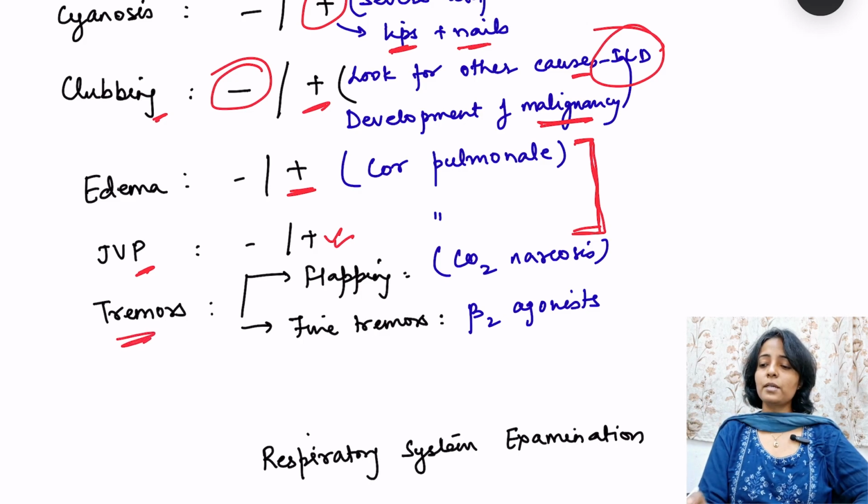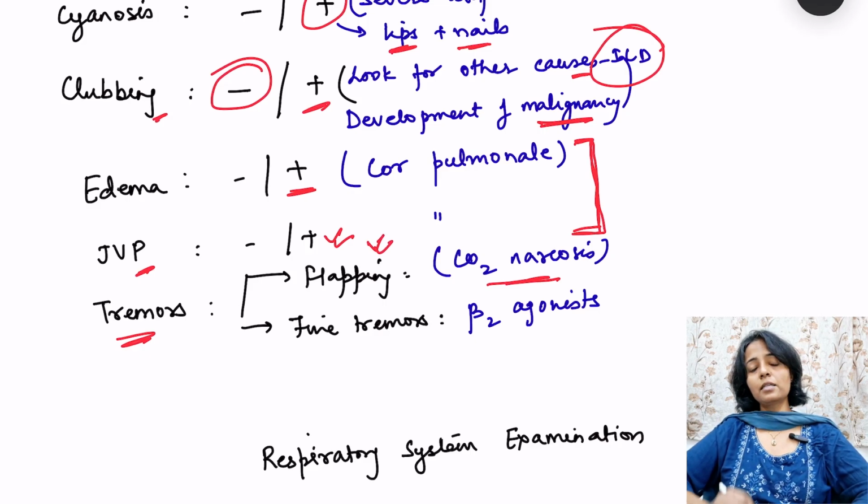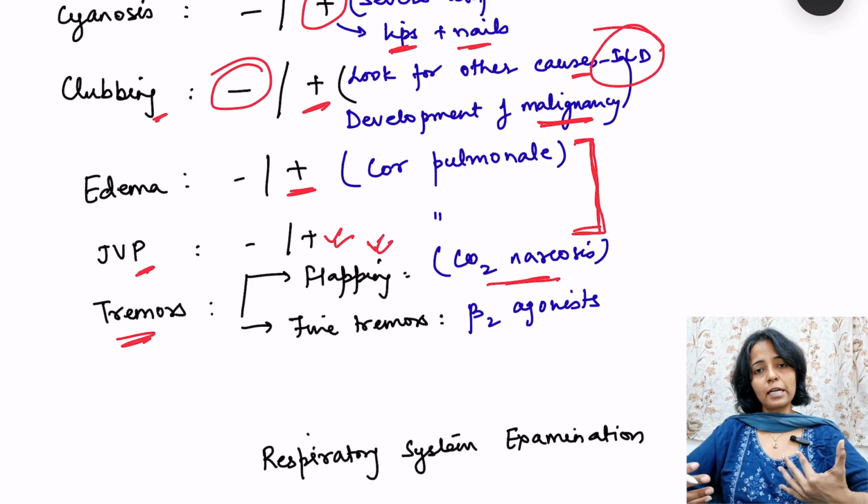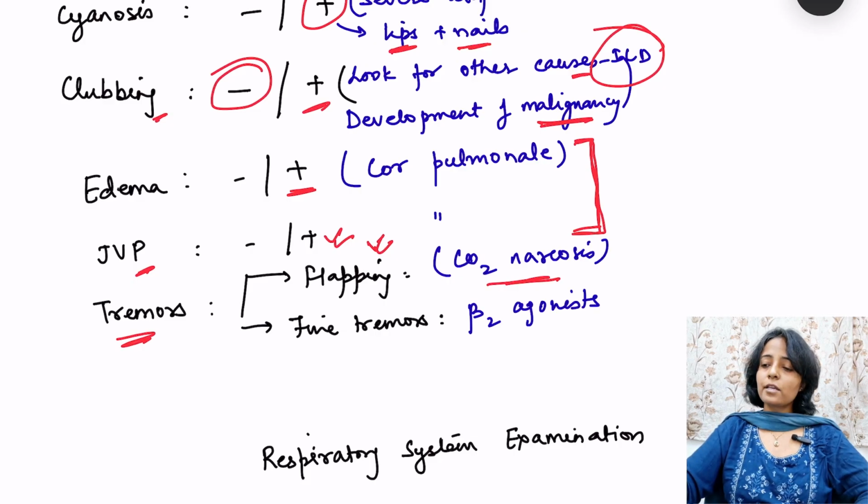Tremors, you have to see. If there is carbon dioxide retention, then flapping tremors may be seen. And since he is a long-standing COPD patient, if he is on beta-2 agonist, salbutamol, then there may be presence of fine tremors.